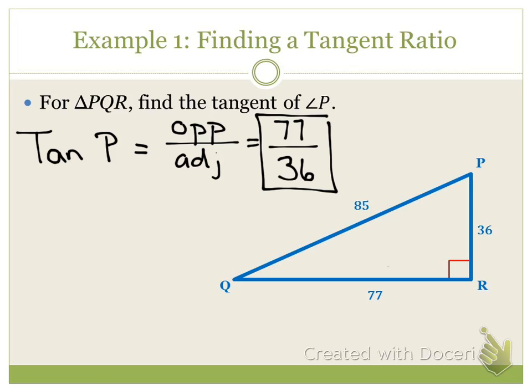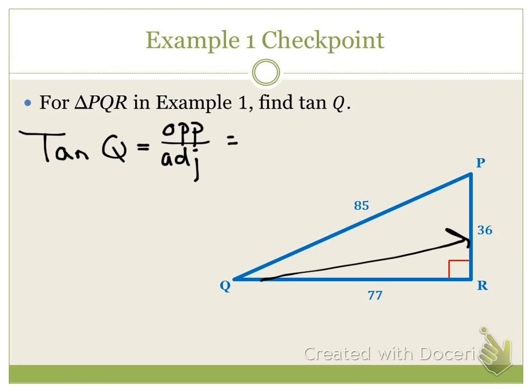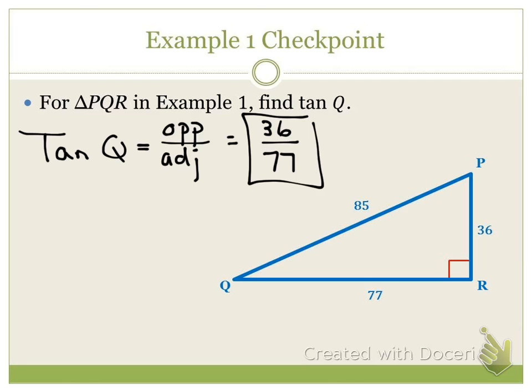Now I want you to find tangent Q. You go ahead and find tangent Q now. All right, so tangent Q, pay attention. Tangent Q equals, what is my fraction for tangent? Opposite over adjacent. So which side is opposite to angle Q? Very good. Opposite side is 36. And which side is adjacent? 77. So that's my answer.